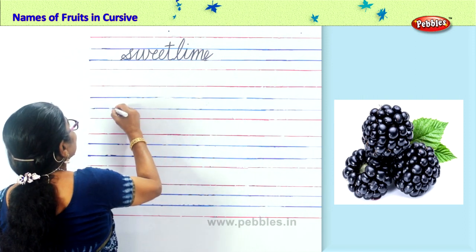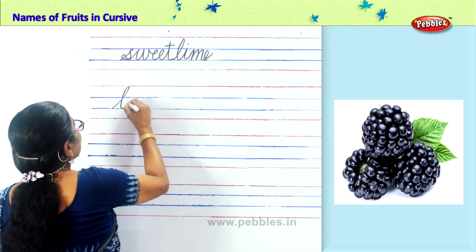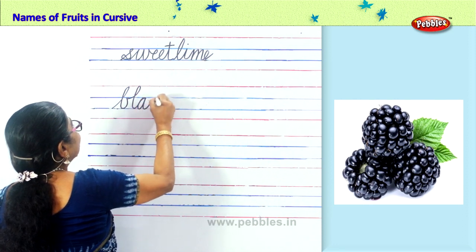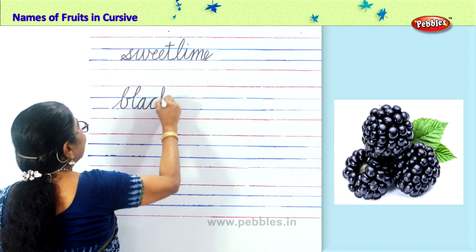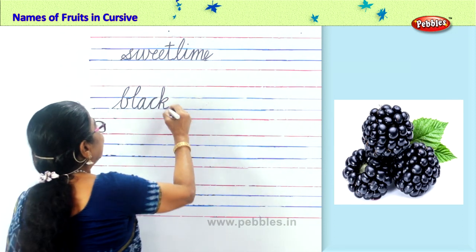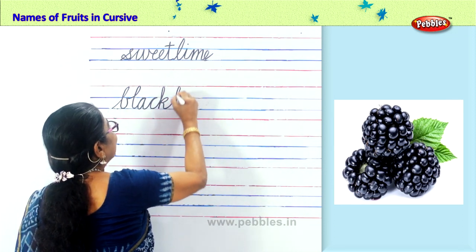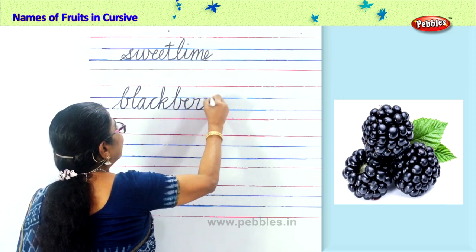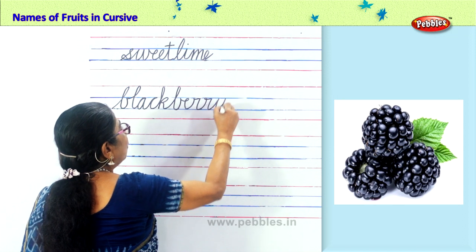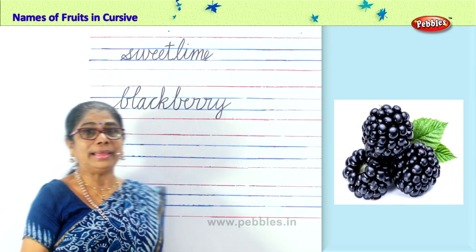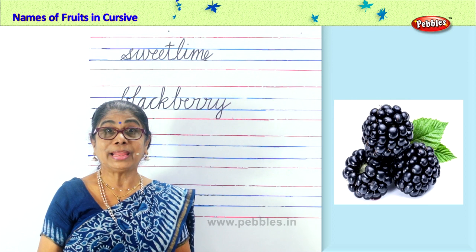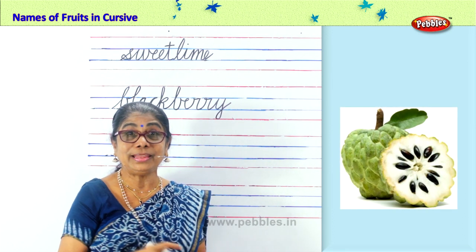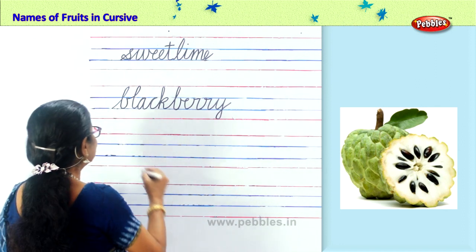Black. B, L, A, C, K. Blackberry. B, E, R, R, Y. Blackberry. They're very good. Alright? Next, custard apple. That's a lovely fruit, that is custard apple.